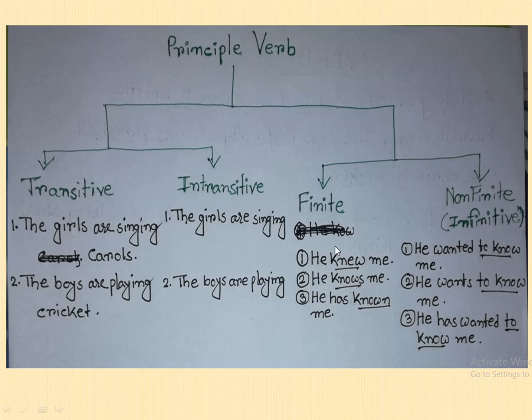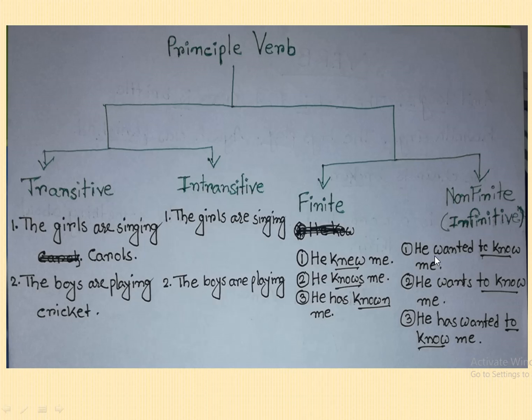Now let's come to the finite verb and the infinite or non-finite verb. Non-finite verbs are also called infinitive. Look at the sentences: He knew me, he knows me, he has known me. I have underlined the verb, you can see here. See, in 3 sentences the verb has changed its form. Have you seen? In one sentence it is knew, in another it is knows, and another it's known.